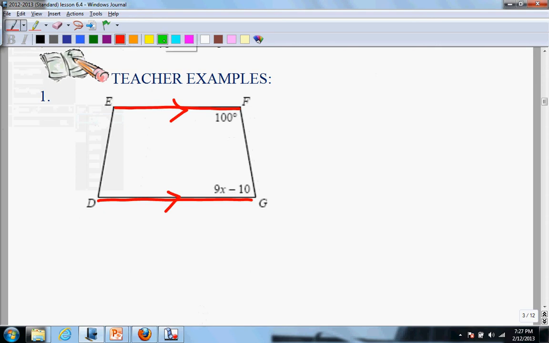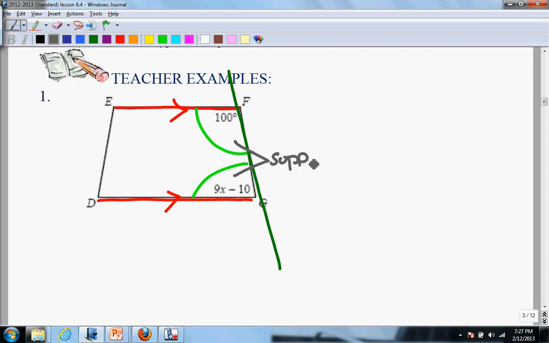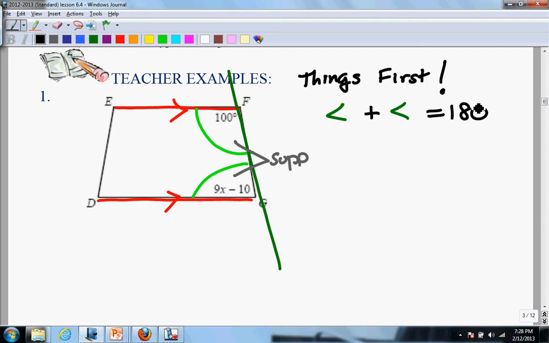Now I'd like you to sweep the angles that are involved, and extend your transversal. I call that the stir stick. Now remember, these are not congruent, but they are supplementary. If they're supplementary, we're going to write a things equation first. Things first. You always write things first equations. So I'd like you to write this equation out: angle plus angle equals 180. That's the definition of supplementary.